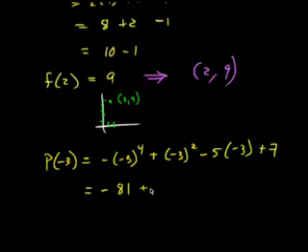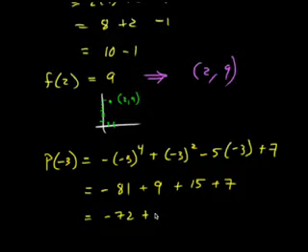Plus negative 3 squared is positive 9. Negative 5 times negative 3 is positive 15. And plus 7, right? And now I can just go through and simplify. So negative 81 plus 9 is negative 72. Let's see how well I can do my math here.